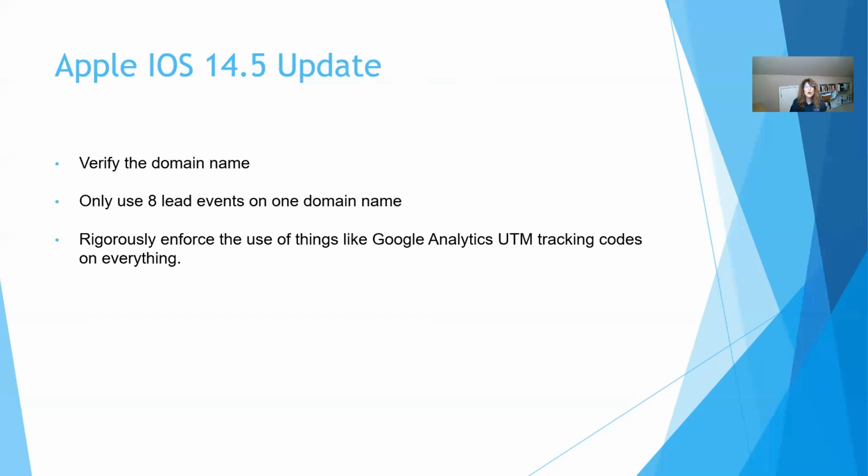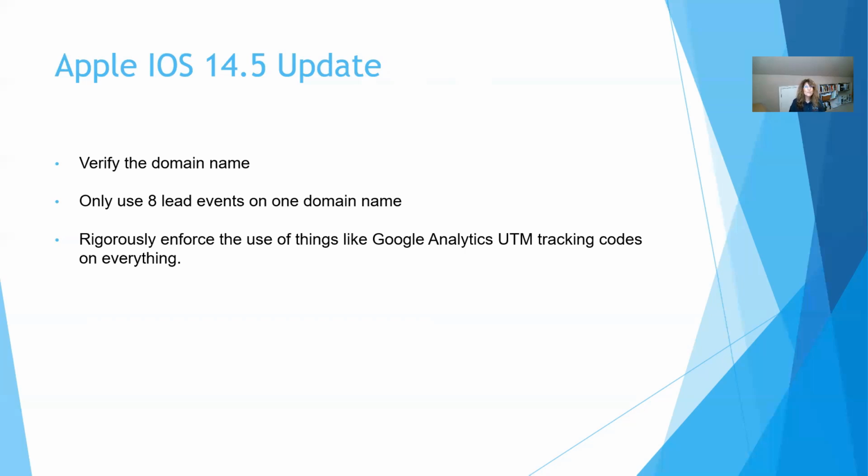It's really simple. The other thing to point out is you might have multiple pixels for your company, which is perfectly fine, but just know that for every domain name, you can only have up to 8 lead events. There are pre-generated events in the event manager section, one of them being leads, and that's the one we happen to use all the time. But you can only have up to 8 of them.